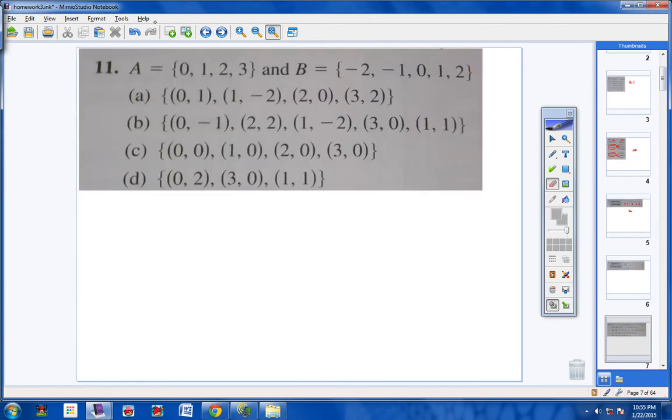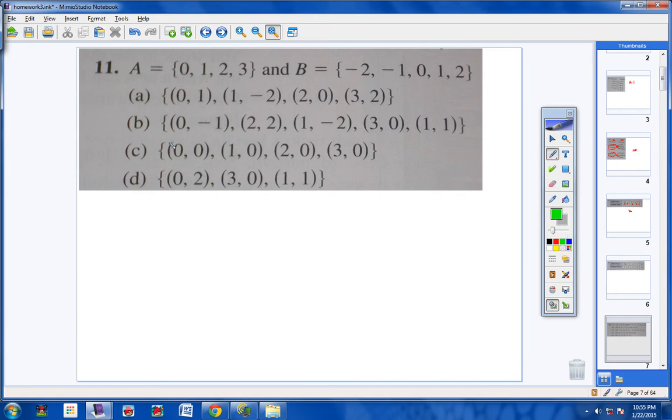Now for number 11, let's see if each ordered pair represents a function. Here we go. 0 gives you out a 1. 1 gives you out -2. 2 gives you 0. 3 gives 2. So 0 has one output. 1 has one output. 2 has one output. And 3 has one output. We are totally good.